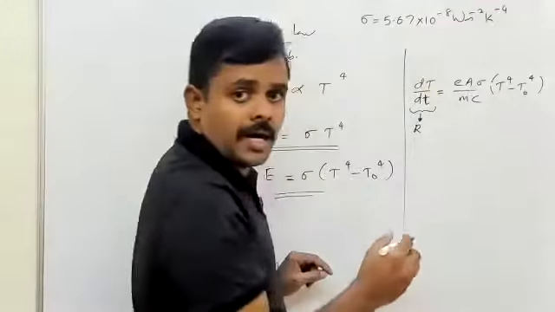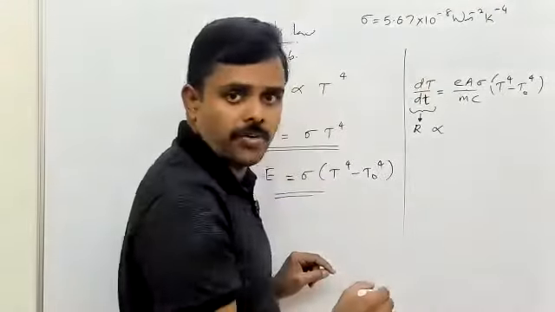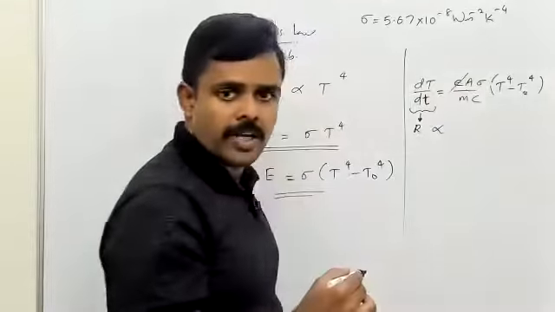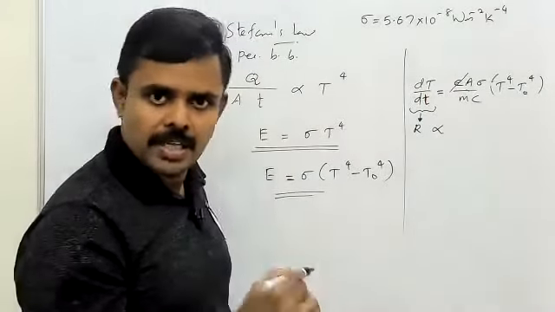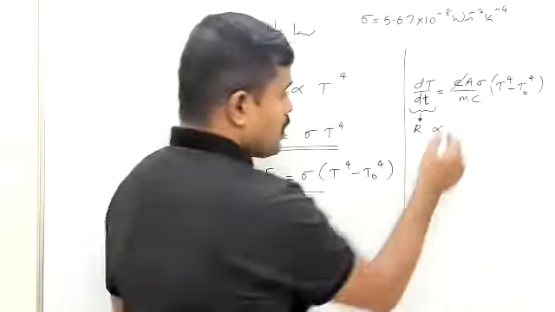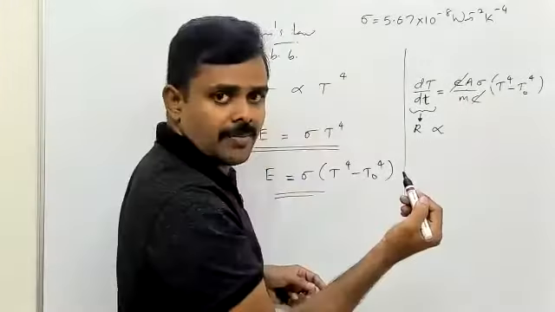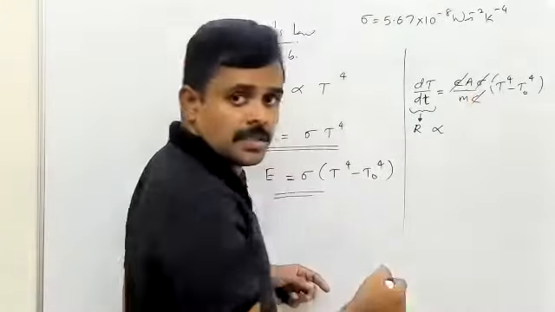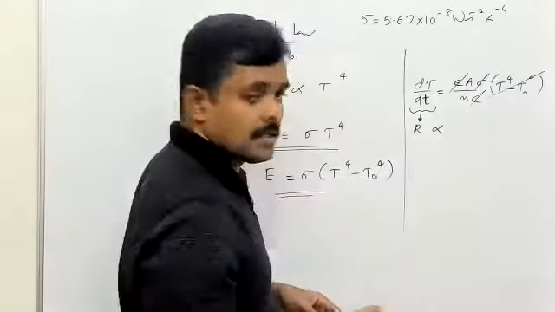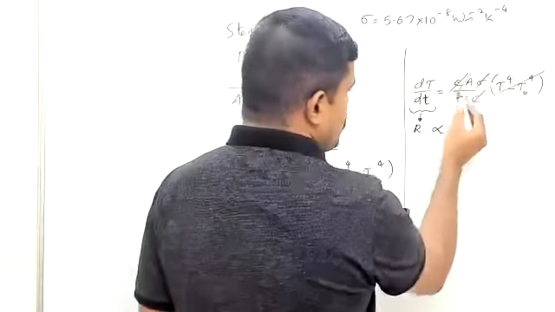Here, I can say R is proportional to rate of cooling. E is a constant here for a given body. Emissivity is a constant for a given body. C is a constant, specific heat capacity. Sigma is a constant. This bracket is a constant. Then only A and mass will matter.